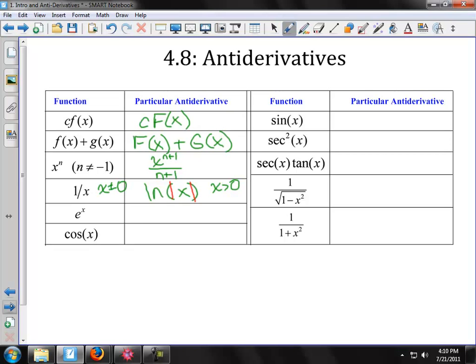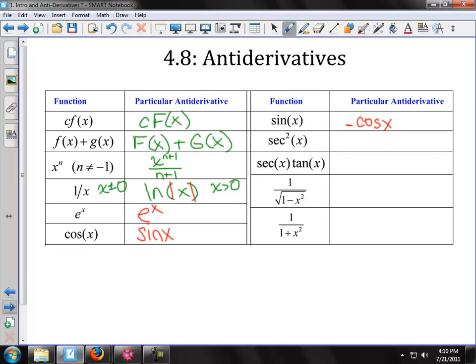The antiderivative of e to the x is e to the x. What function, when you take its derivative, do you get cosine? Well, the derivative of sine is cosine. What function, when you take its derivative, do you get sine? Well, you might think it's cosine. But remember, if you take the derivative of cosine, you actually get negative sine. So to take that negative into account, we have to put a negative out front. So the antiderivative of sine is negative cosine.